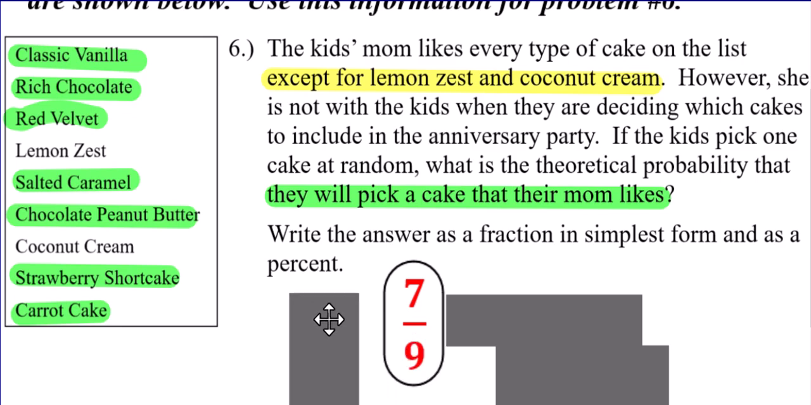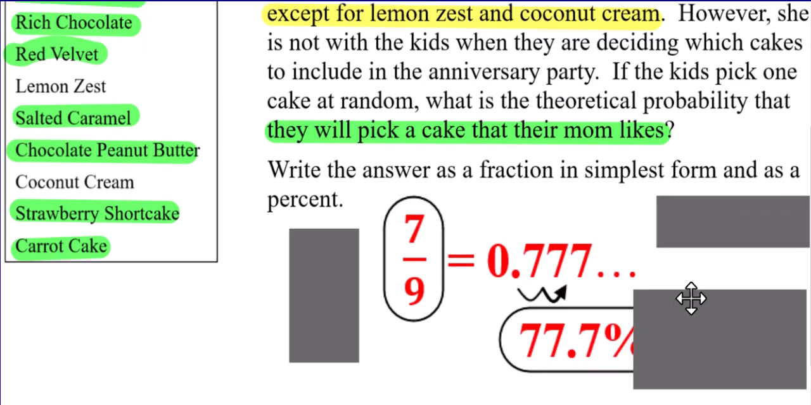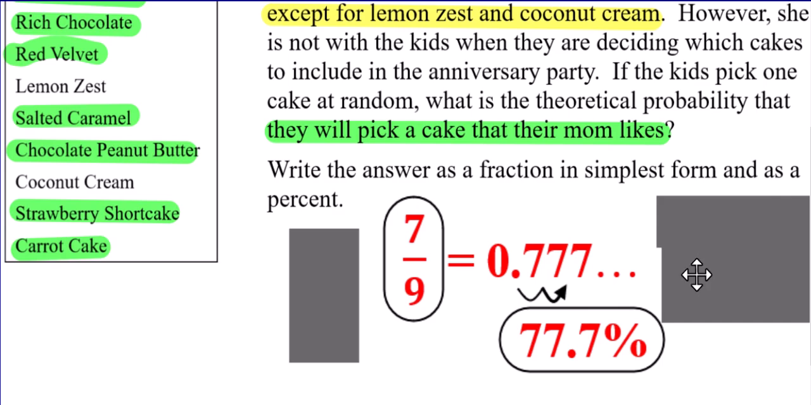I bet some of you just took the lemon zest and the coconut and counted that as 2 that she didn't like and subtracted that away from 9 to figure out that it was 7 that she would like. Totally wonderful logic if you thought that way. 7 divided by 9 is 0.7 repeating. Move the decimal point 2 places to the right, and you're going to get 77.7 repeating percent. And I forgot to put the repeating bar here, so let me go ahead and fix that right now. This is a repeating 7.